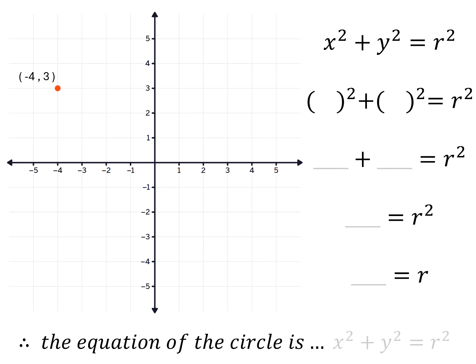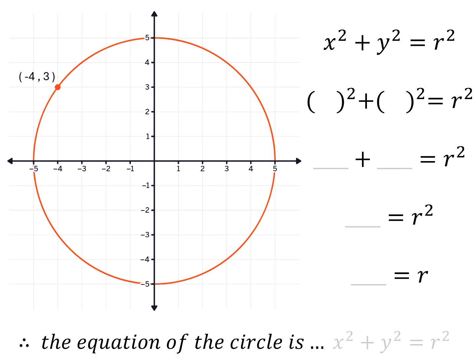In today's lesson, we'll be learning how to determine the equation of a circle. We've been given the point (-4, 3). We want to determine the equation of a circle which passes through this point. The first thing you want to do is sketch a circle that goes through this point. I've gone ahead and done that already.